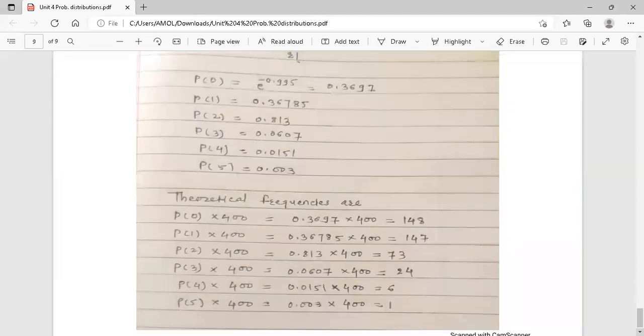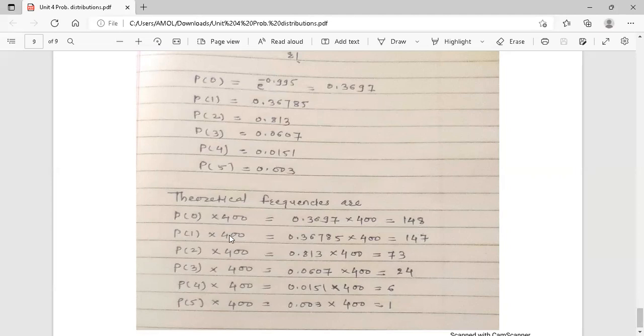Now calculate the theoretical frequencies also. The total frequency, summation f, which means the addition of all the frequencies, is equal to 400. So you multiply every probability term by 400, meaning P of x is equal to 0 into 400. Here r is equal to x in this example. The probability of x is equal to 0 is 0.3697. Multiply it by 400, so it is 148.